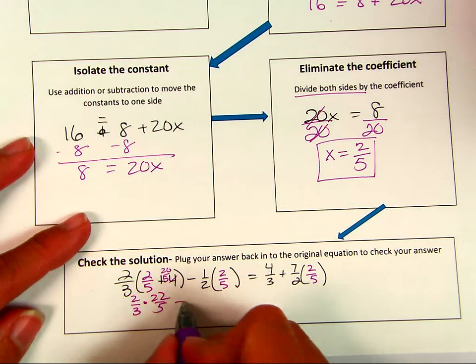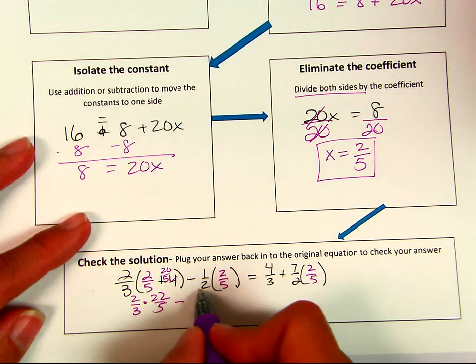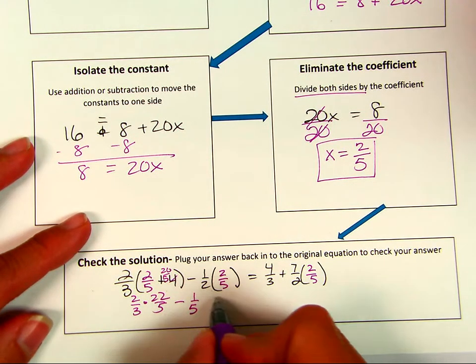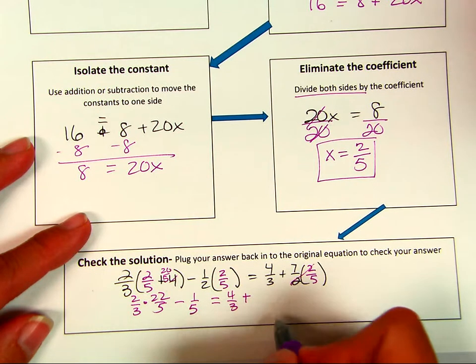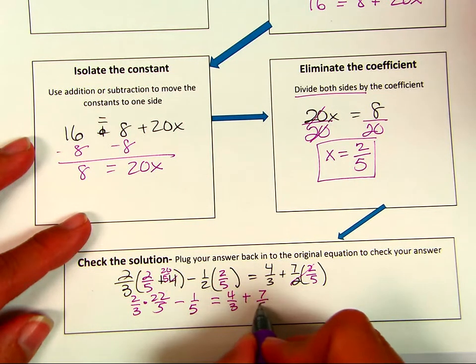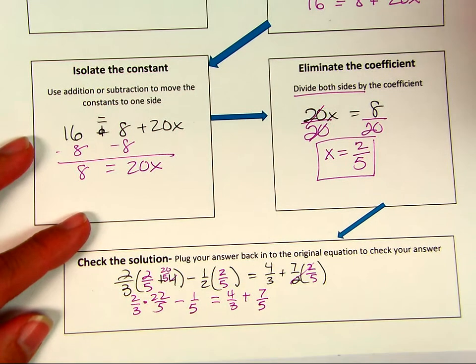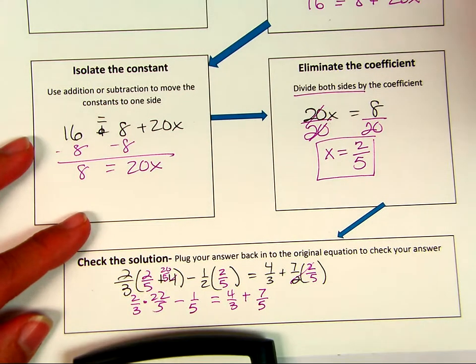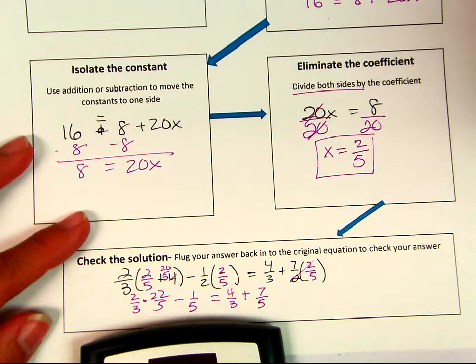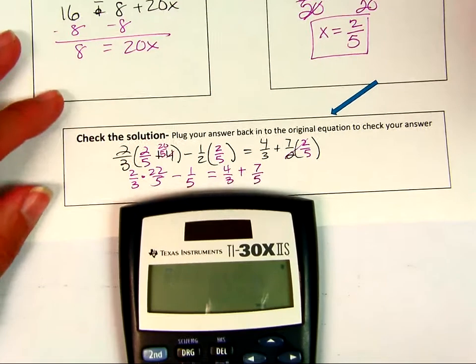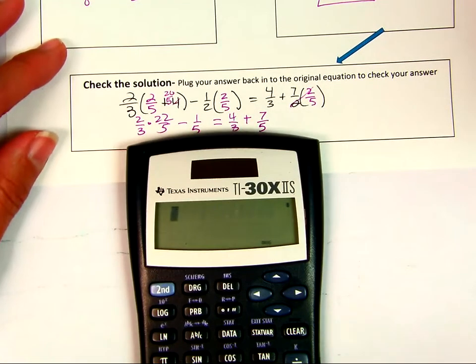And then this would cancel, and I'd get 1/5 equals 4/3 plus, and these cancel out, so I have 7/5. At this point, it's easier to put it in the calculator to see if it works. You want a calculator that has a fraction key. It's really nice. So let's move that up so you can see what I'm doing here. This fraction key, this ABC key, is nice.